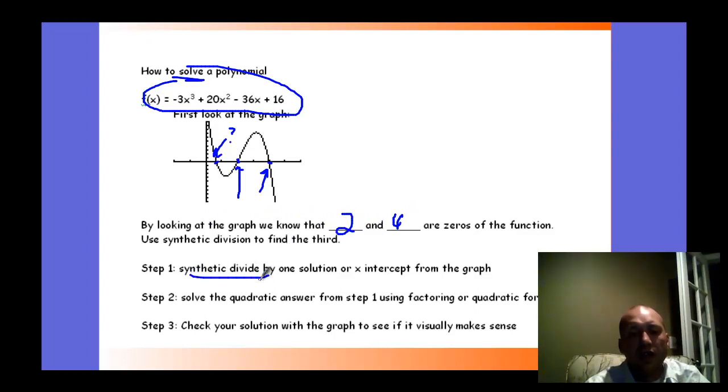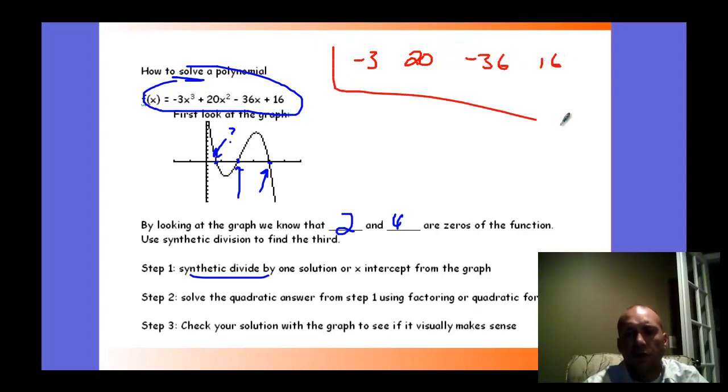And so we can synthetic divide by those to see if they are zeros. So we take these zeros and we're going to synthetic divide by them. So let's write our coefficients first. So we're taking the coefficients of our polynomial and synthetic divide by any of the zeros. Let's choose the 2, the smaller one.